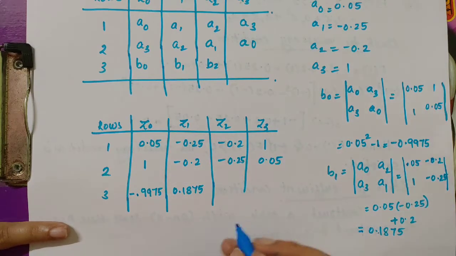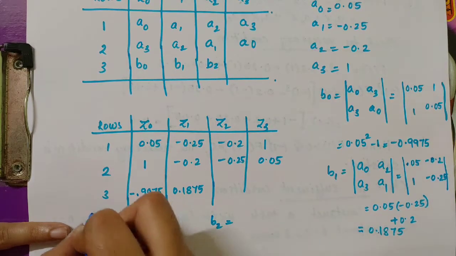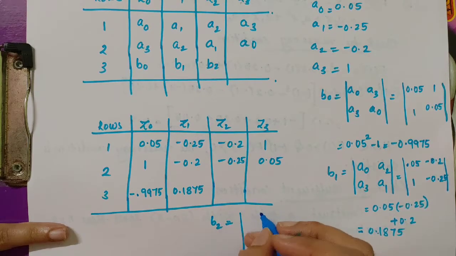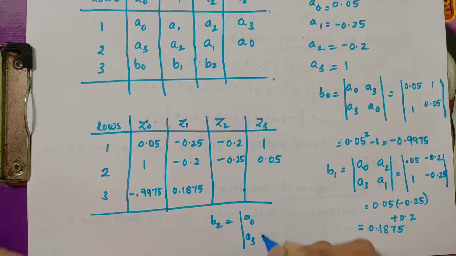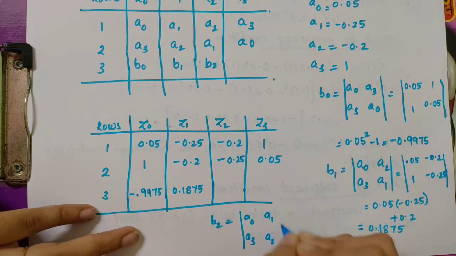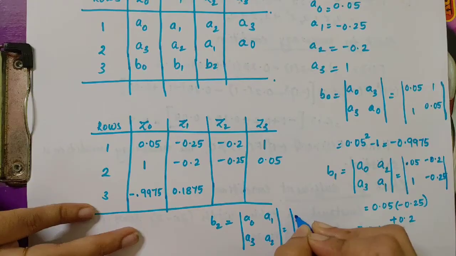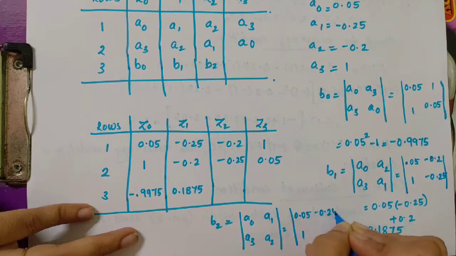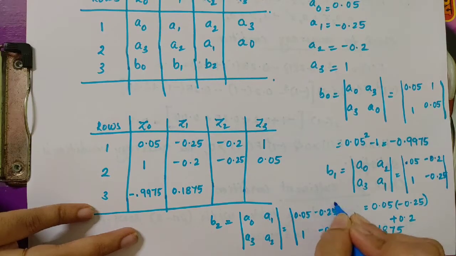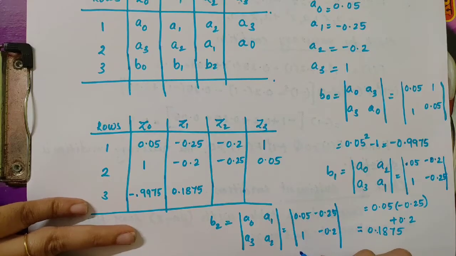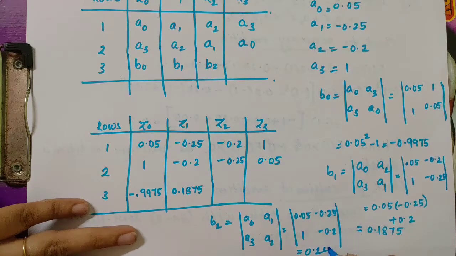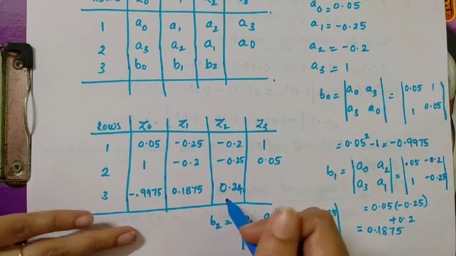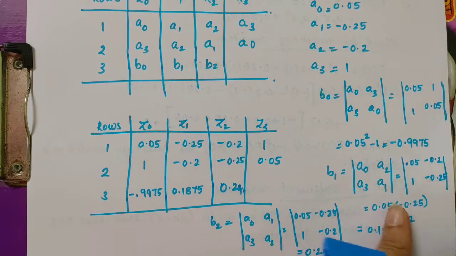That will be a little easier. Now B2 is equal to what? Determinant of A0, A3 and A1, A2. That is equal to 0.05 1 minus 0.25 and minus 0.2. Okay, that value will be 0.24. So B0, B1, B2 we got, and we have filled them in.